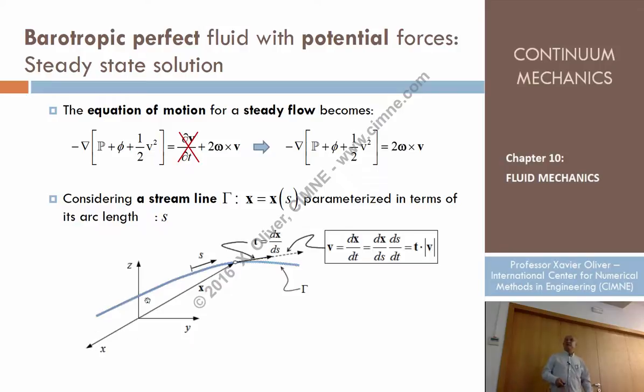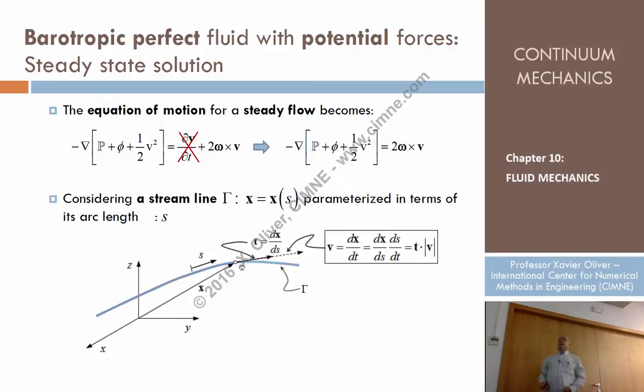So now let's consider a given streamline or path line. They are the same. This is a geometrical line that has a certain equation, which can be parameterized in terms of the length of this curve, starting at some point. Let's call that s. So x of s is a three-component vector parameterized in s, which provides the spatial position of every point of this line. Let's call this line gamma. This gamma, defined by this equation, is a streamline or path line.